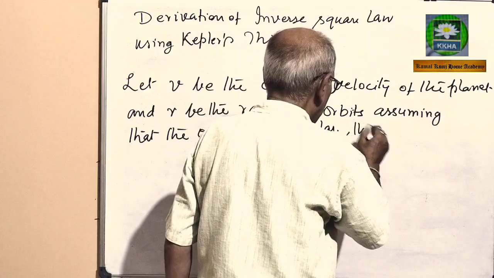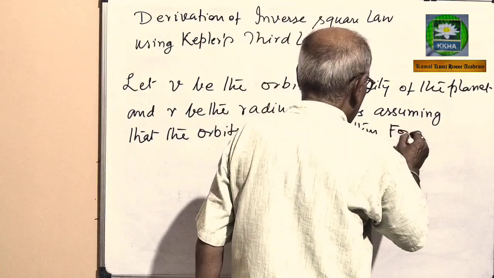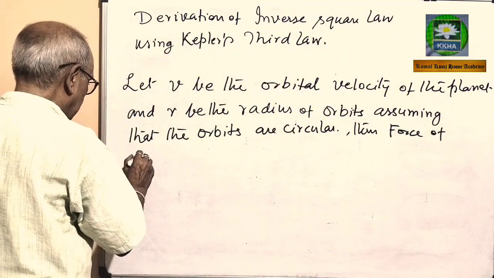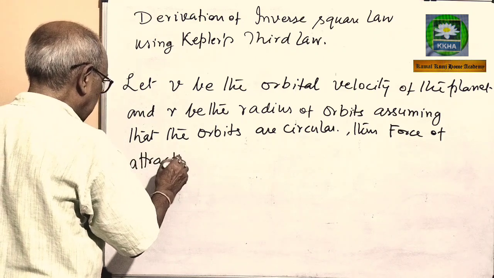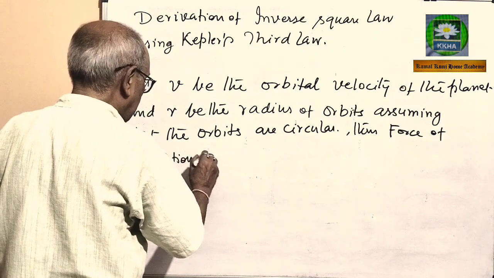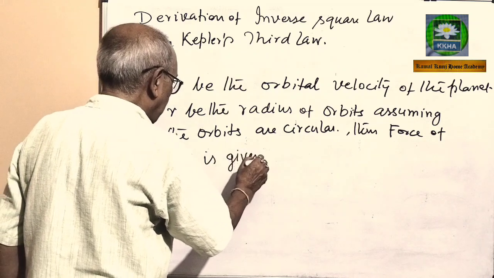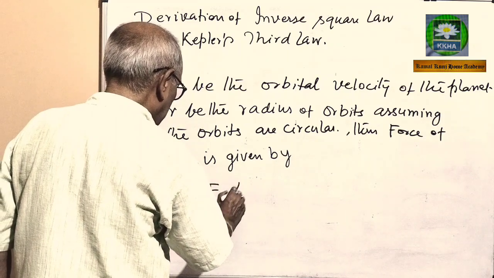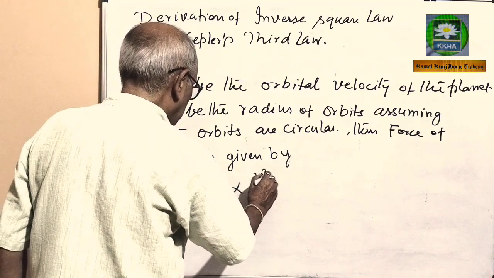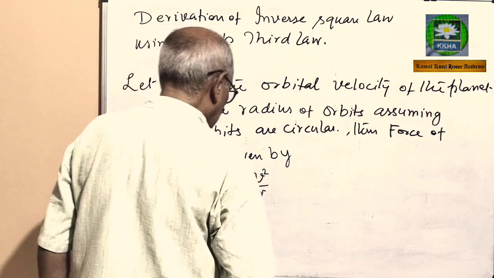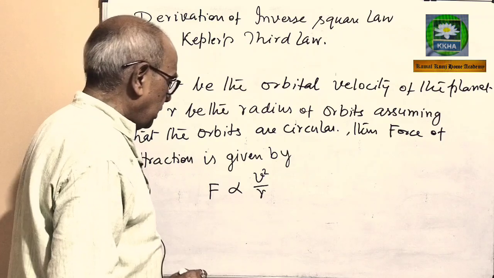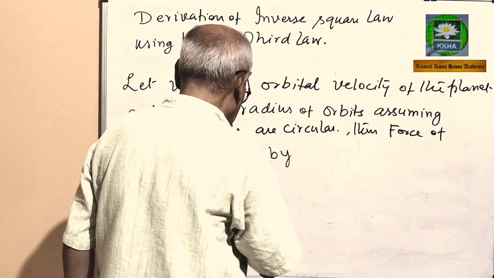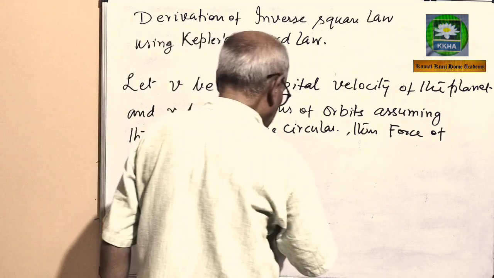Then force of attraction is given by: force is proportional to v square upon r, that is, acceleration towards center. Force is proportional to v square upon r. Let this be equation 1.